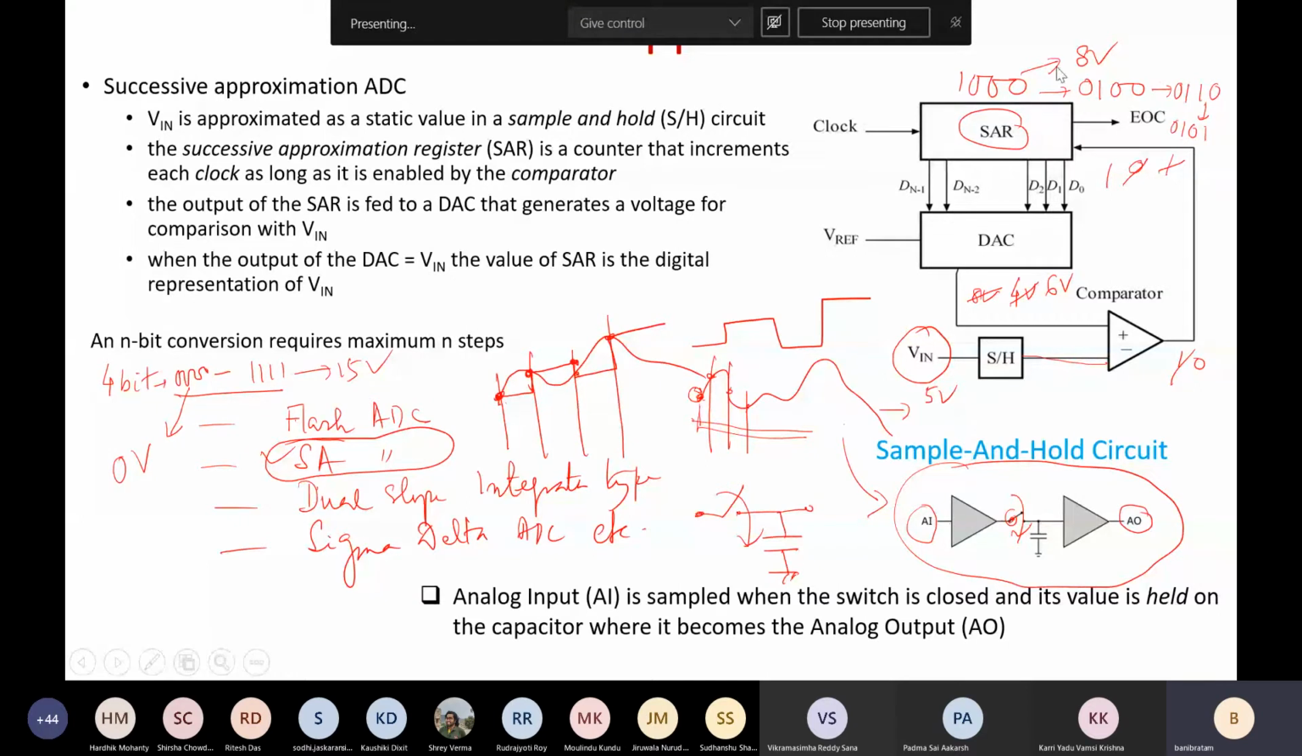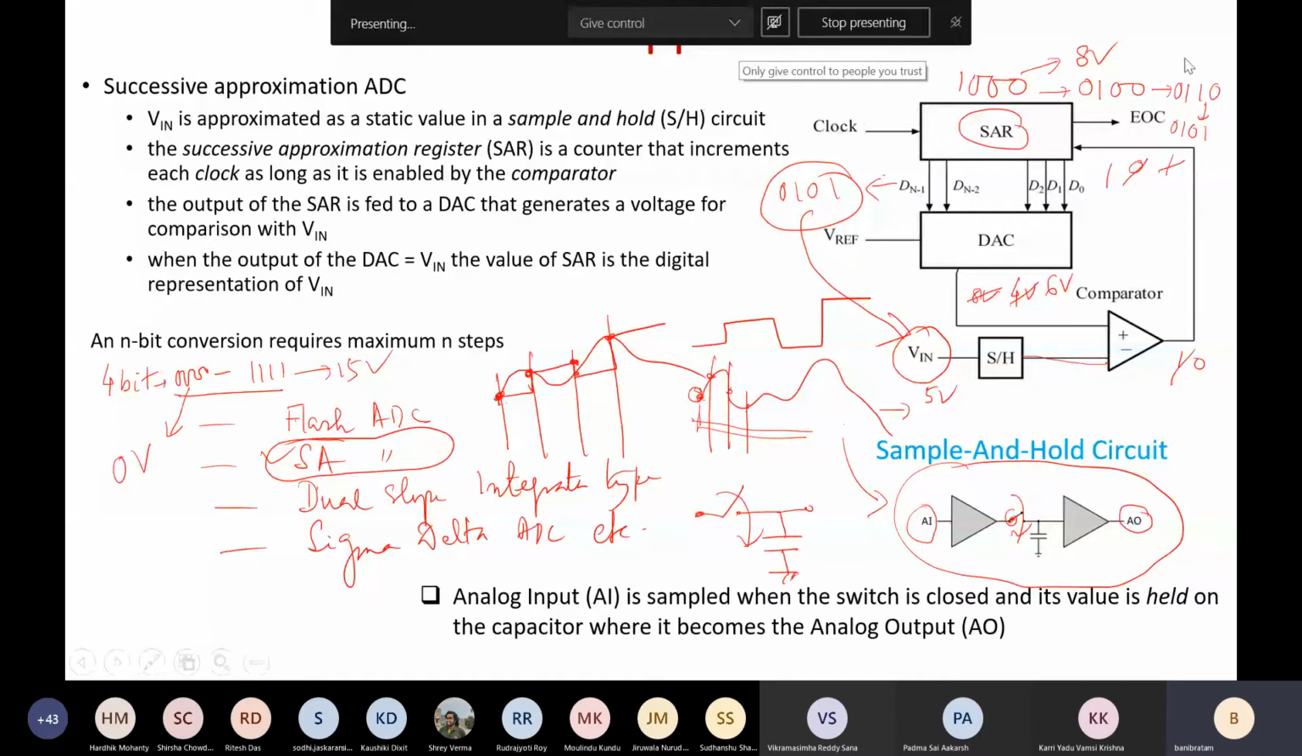The increment and decrement does not happen serially, 1 2 3 4 like this, rather it will consider the MSB and the next MSB like this, right? So in the next step we will get 0101, and 0101 corresponds to how much volt? 5 volt. Then it will see the 5 volt match, so it will stop here, and from the successive approximation register, D3, D2, D1, D0, you will get 0, 1, 0, 1. That is the output, the corresponding digital conversion of this 5 volt analog signal, right?